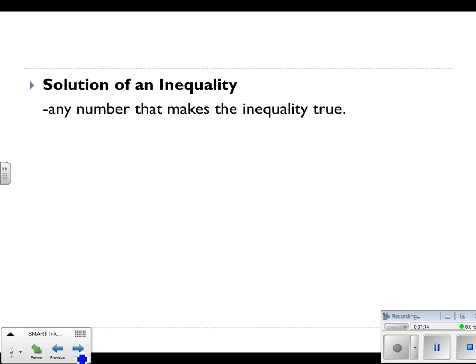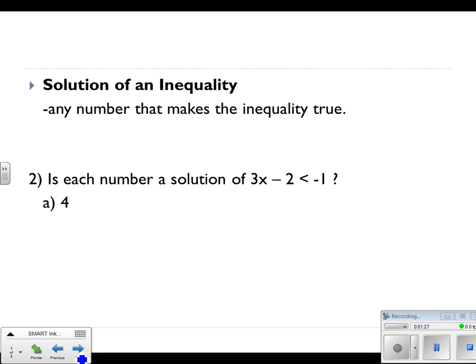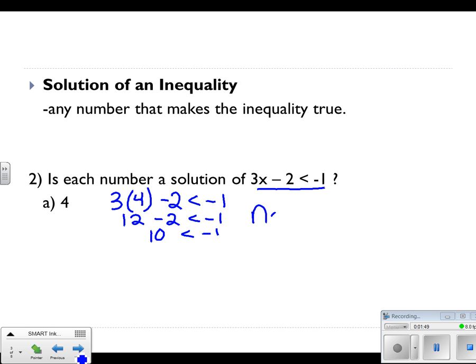A solution of an inequality is any number that makes the inequality true. Is each number a solution of 3x minus 2 is less than negative 1? How about 4? So we're going to take that inequality and replace the x with 4. So 3 times 4, minus 2 is less than negative 1. We have 12 minus 2, so 10 is less than negative 1, and that is not true, so no. 4 would not be a solution.